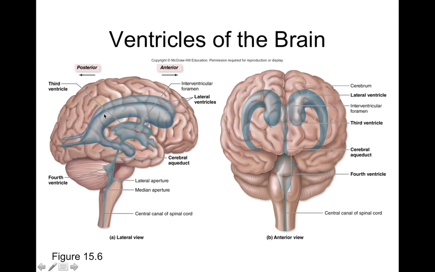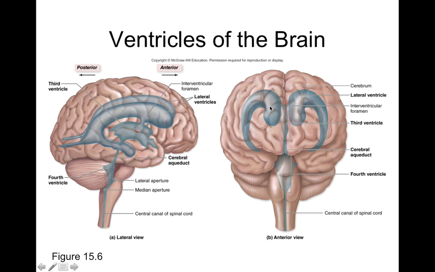So these big ones in the cerebrum out here are called the lateral horns. The lateral horns you find in each cerebral hemisphere. So if here's one cerebral hemisphere and here's another, there's a lateral horn found in each. These lateral horns, or lateral ventricles, are basically large fluid-filled spaces in the cerebrum.